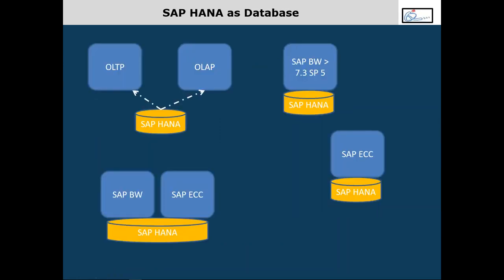Then we can also have a scenario where HANA is the database, meaning you can have any OLTP or OLAP application sitting on top of HANA. Let's say we can have a BW application on HANA or an ECC application on HANA, and most recently we have BW for HANA or S4 HANA. And this is still not available: ECC, BW still on HANA is still not available.